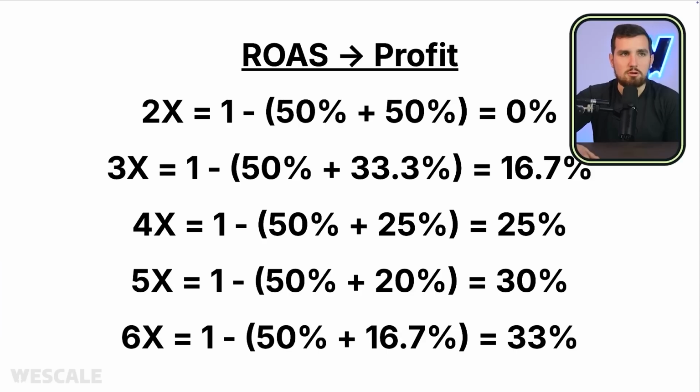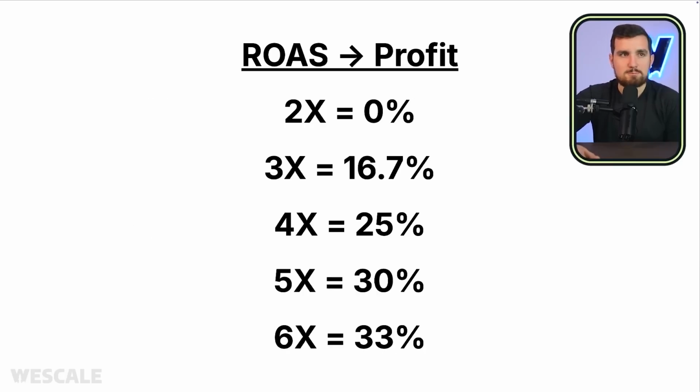So our ROAS to profit, when we're at a 2x, and this is assuming roughly 50% other costs in all examples. When you see each of these, at a 2x, we're at roughly break even. When we're at a 3x, we're at roughly 16.7%. At a 4, we're at roughly 25% net margin. At a 5, we're at 30%. 6, we're at 33%. So the profit margin that we see at each one of these levels goes from 0 to 16.7 to 25% and so on.